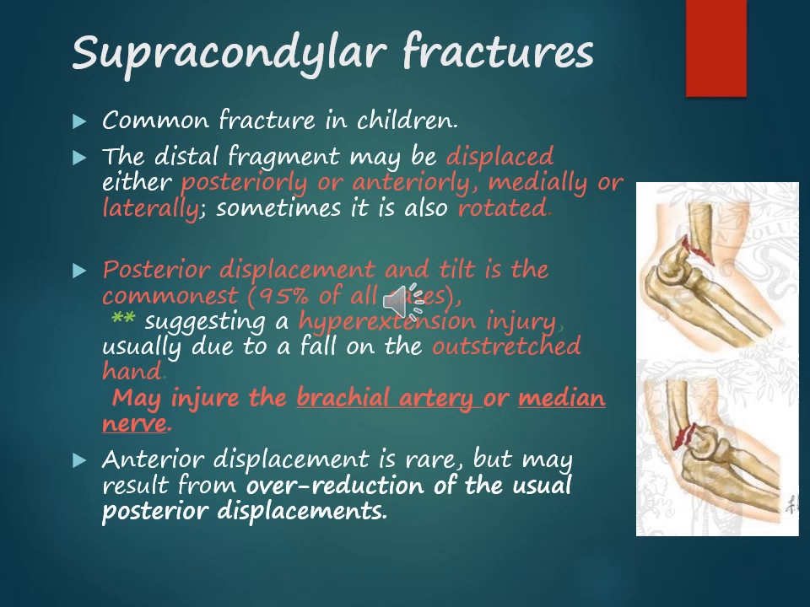Now we will start with supracondylar fractures. These are the most common among the distal humerus fractures in children. They are caused, generally speaking, by falling on the outstretched hand, causing a posterior force on the distal humerus. They are called supracondylar fractures because they are superior to both condyles, the medial and lateral condyles, and they occur in the region of the olecranon fossa of the distal humerus, which is a weak spot in the humerus.